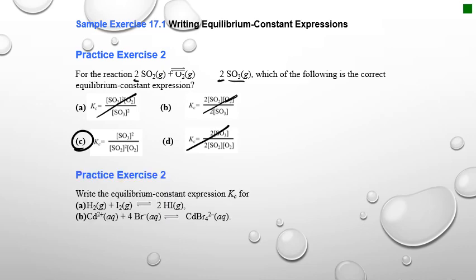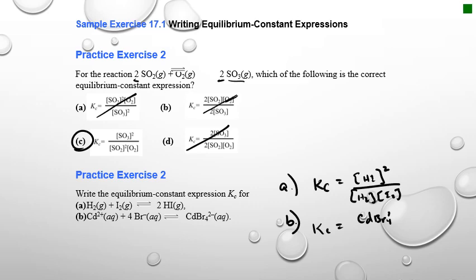As we go on to the second problem, writing out a couple more equilibrium expressions. For A, we would have the Kc for the reaction being the equivalent of HI raised to the 2nd power times the concentration of H2 and the concentration of I2. And for B, we would have the Kc for the reaction. This is now a complex ion, something that we haven't talked about yet in chemistry class. But we'd have CdBr4 2 minus divided by the concentration of Cd2 plus and Br minus to the 4th power.